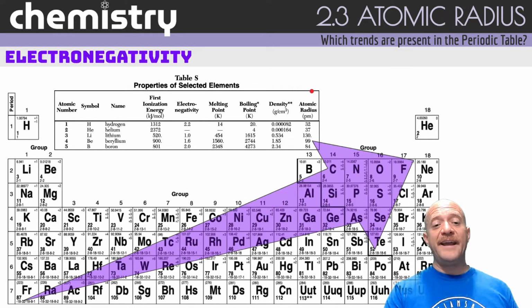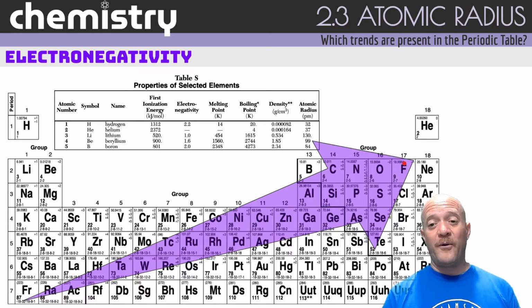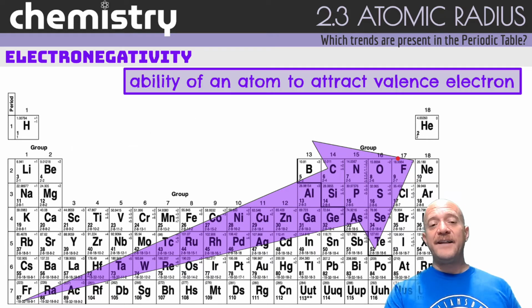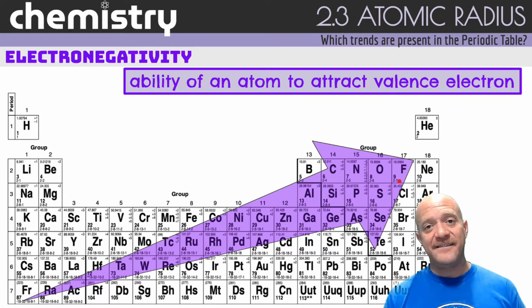The trend in electronegativity is very low electronegativity down here, very high electronegativity right here. Electronegativity is basically just an arbitrary number, typically 1 to 4, where 4 is the highest. Fluorine is the most electronegative element. Electronegativity is just the ability of an atom to attract a valence electron. This makes sense because fluorine is a really small atom, and it has 7 valence electrons. It wants to get that magic number of 8.